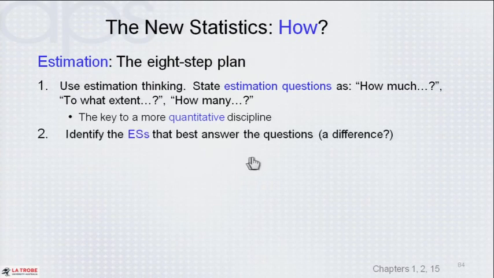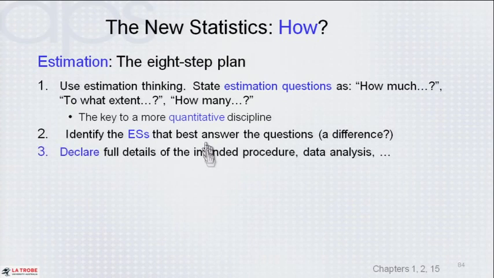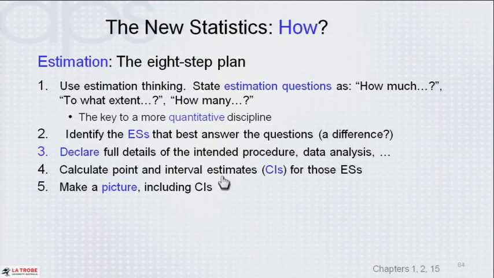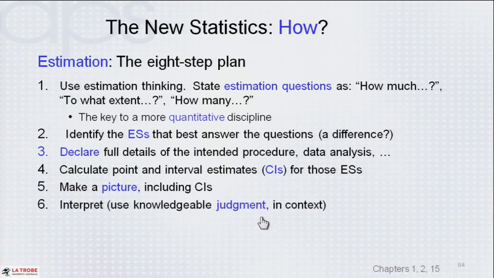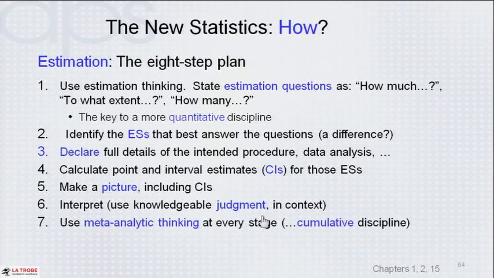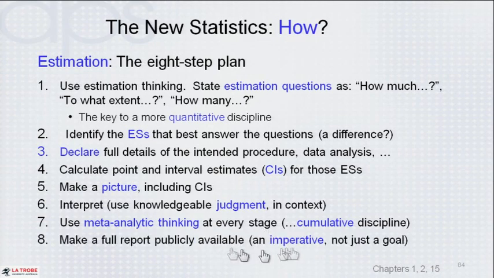So identify the effect sizes that correspond to the questions, which might be, say, a difference between some means. Declare full details, pre-declare your study if you can, maybe using OSF. Do the experiment. Calculate point and interval estimates, and if you can, make a picture, including confidence intervals. Interpret, admittedly and deliberately using your skilled judgment in context. Use meta-analytic thinking at every stage, so we're building a cumulative discipline, and make a full report publicly available somehow.